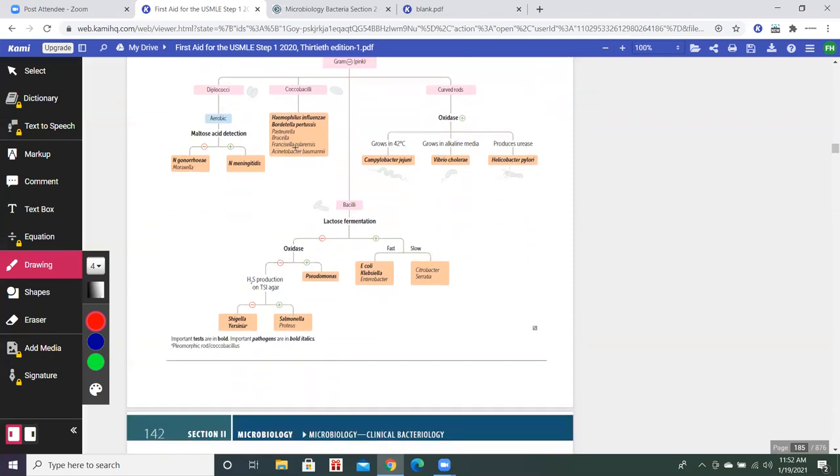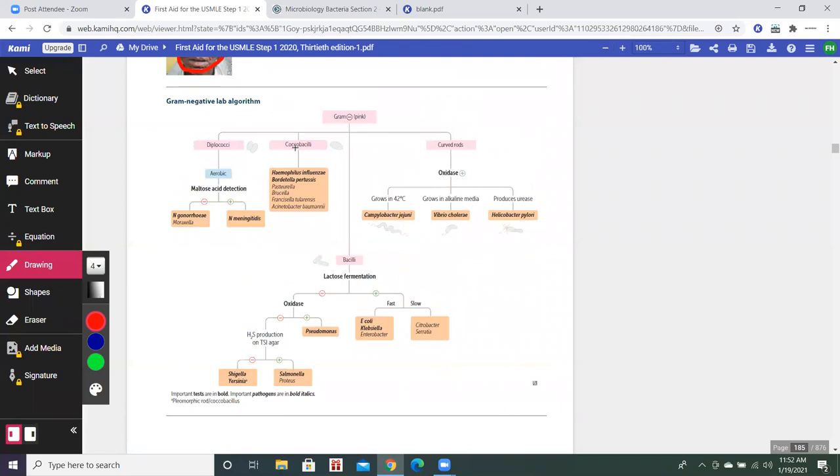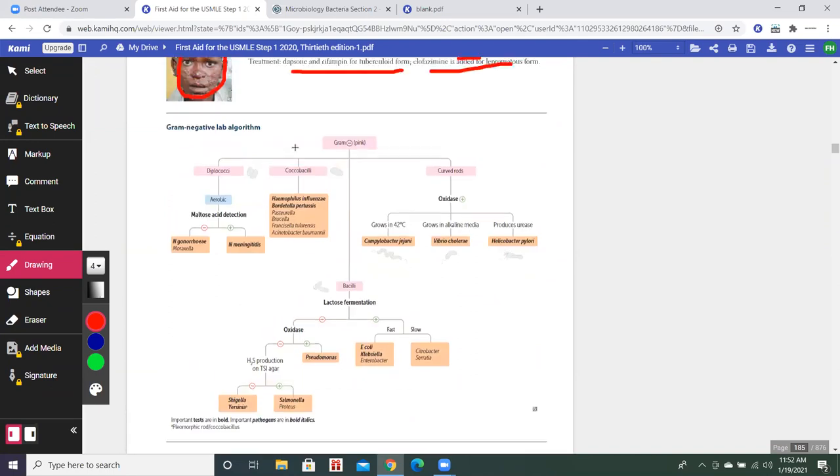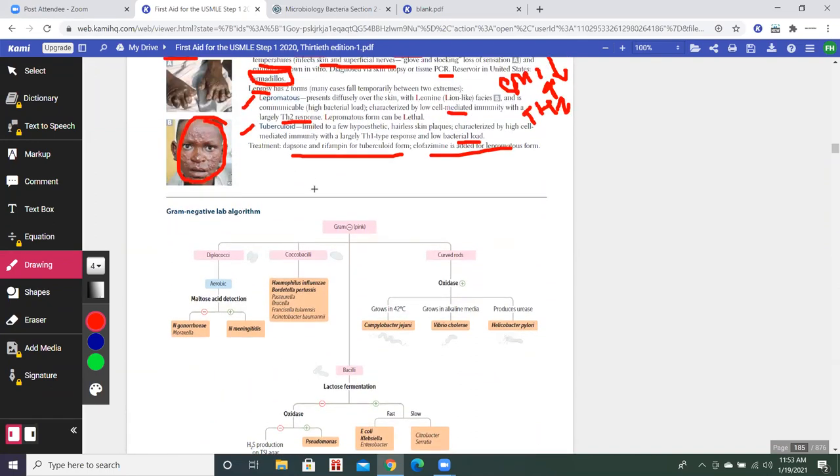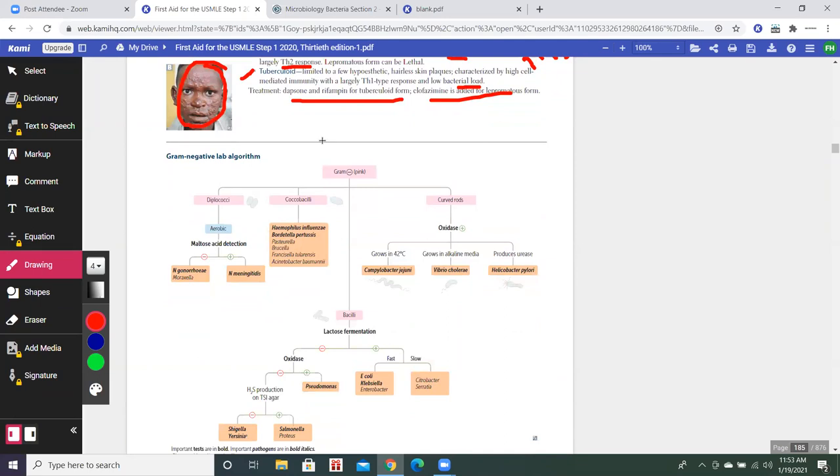Okay, so before we begin, can I give you guys 2 minutes to go over the organisms? Just look over the organisms you read from gram positive. Before we begin gram negative, I just want to be sure. Treatment of lepromatosis is clofazimine along with dapsone and rifampin. Clofazimine, it's written over here, clofazimine with dapsone and rifampin.